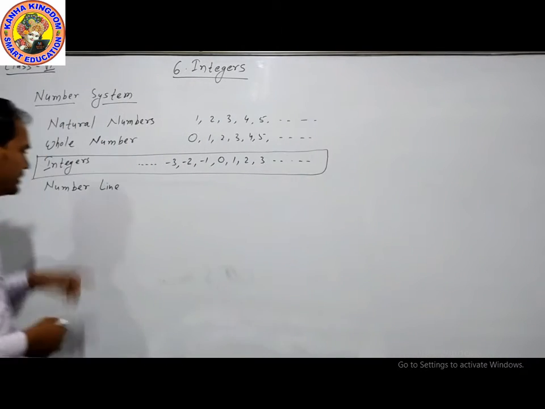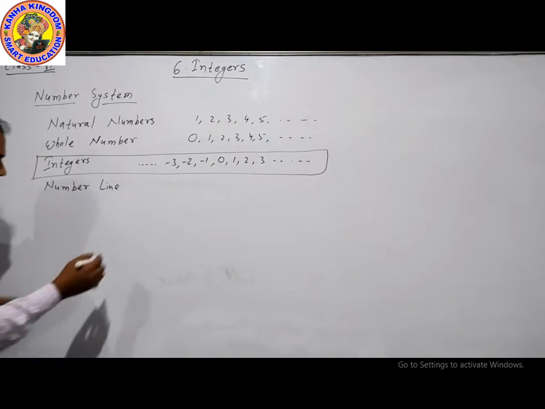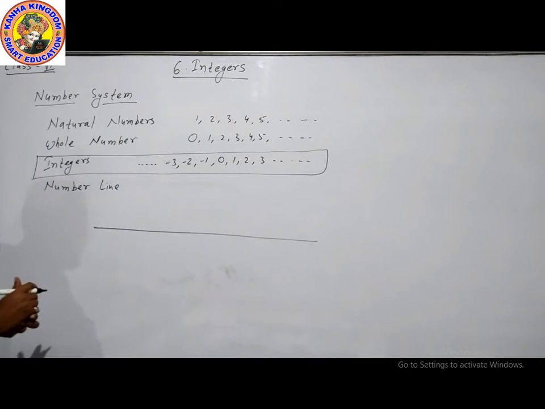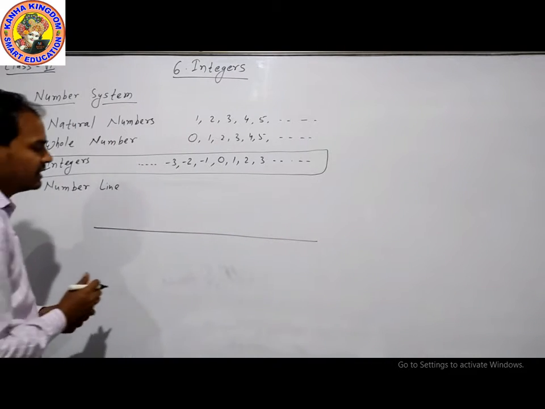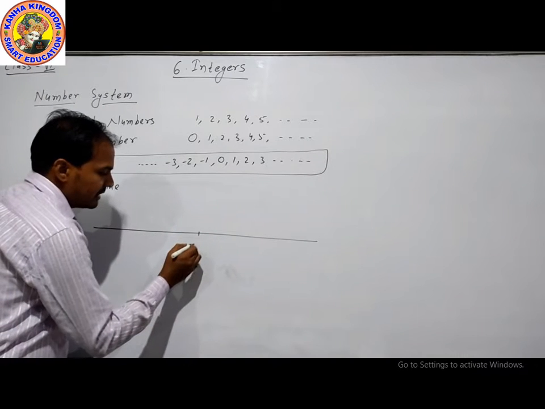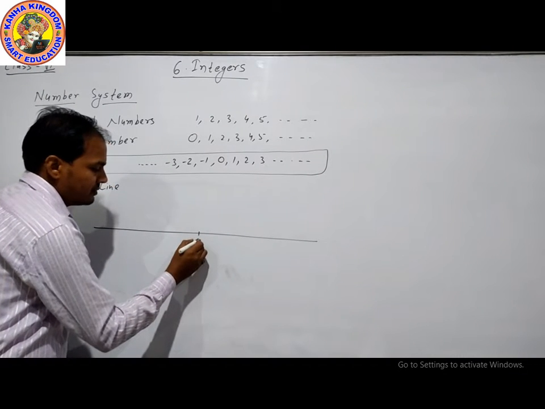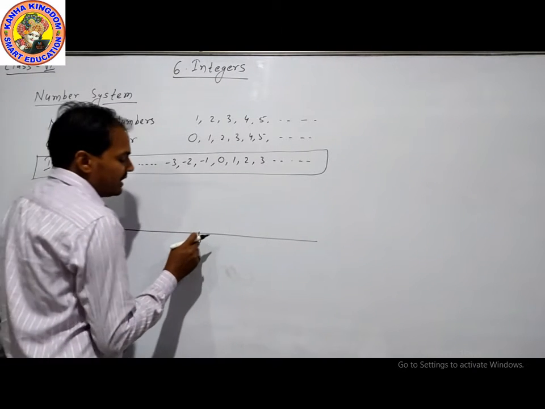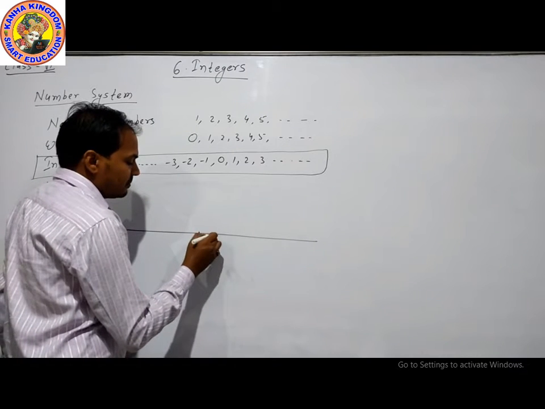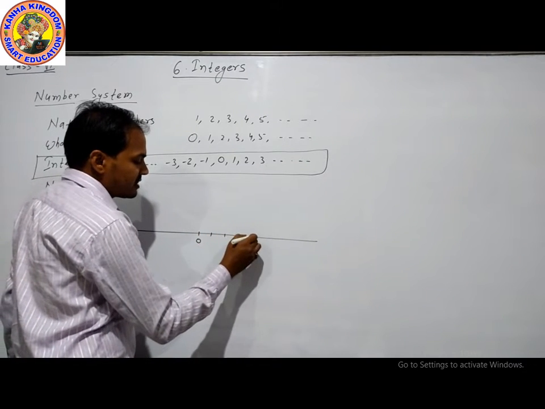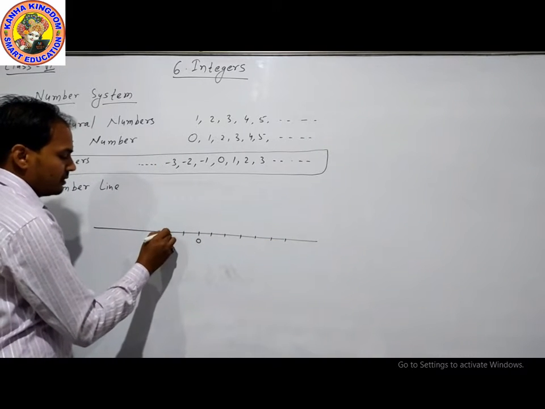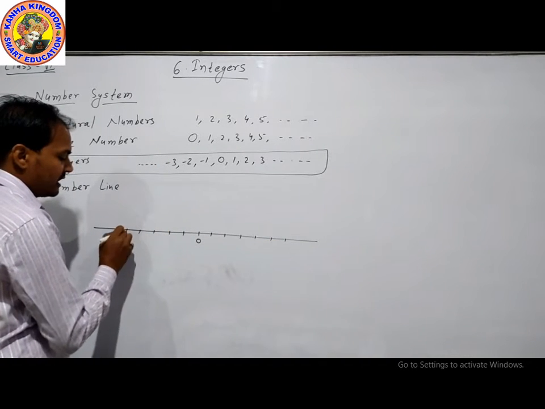The next is the number line. In this number line we will draw a scale, a straight line. In the middle of this line we denote 0. Now we will take equal distance to denote other numbers.